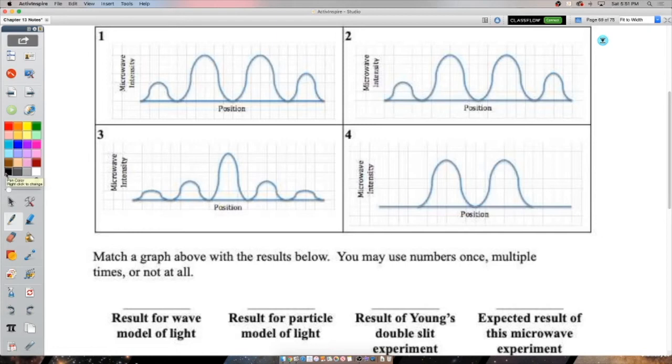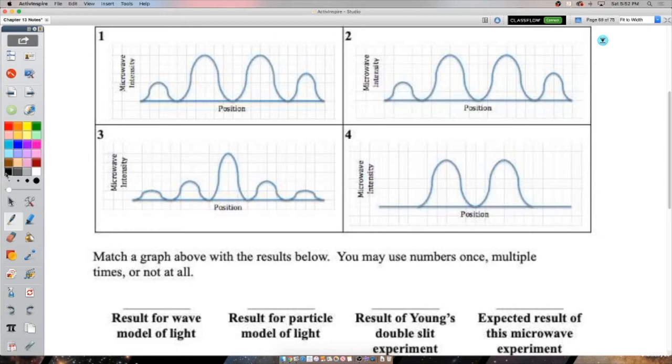For the wave model of light, what would we see? Well, we'd see an interference pattern, right? Because as we know, we would be splitting light into 2 point sources here, or X-rays into 2 point sources here, and then those 2 point sources would go and interfere with each other. So let's compare 1, 2, and 3, and we can throw 4 in as well. Which one of these shows a diffraction interference pattern?